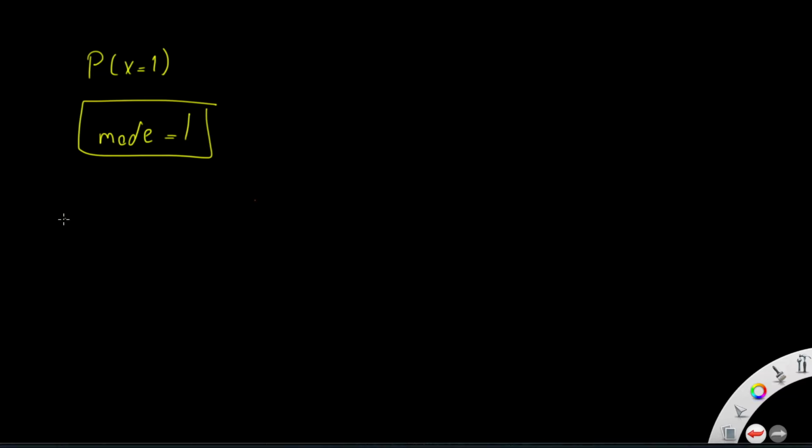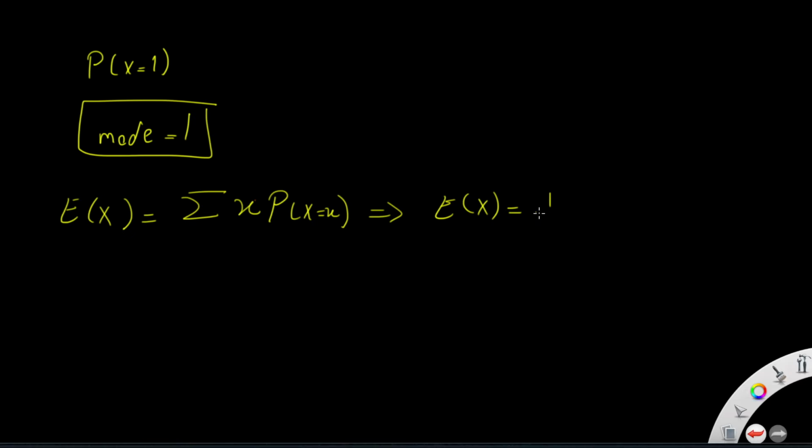For the expectation, we know that for a discrete random variable, expectation is sigma x times probability of x is equal to x. Now applying the geometric distribution definition and formula, you will get that expectation will be equal to 1 over p for all the geometric distributions.